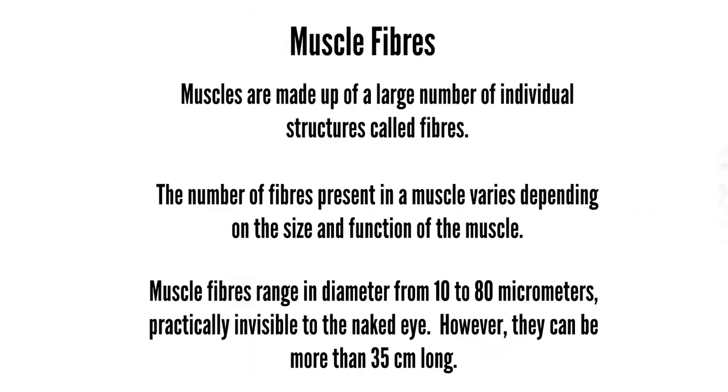So from that we can gather that muscles are made up of a large number of individual structures called fibers. Inside those fibers are even smaller structures that we'll get to know. Each muscle fiber ranges in diameter from about 10 to 80 micrometers, which is millionths of a meter, so they are practically invisible to the naked eye in isolation if you just had one. However, they're as long as the individual muscle in some cases. So some of those long quadricep muscles or hamstrings could be over 35 centimeters long, an individual muscle fiber.